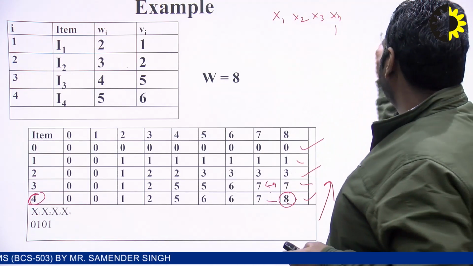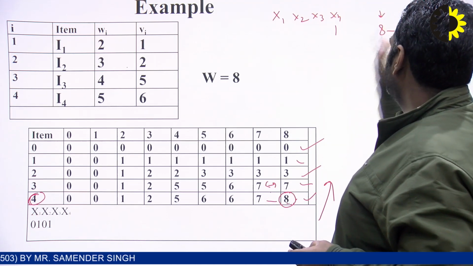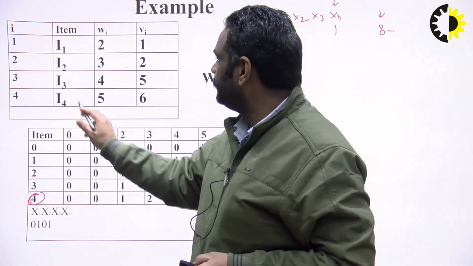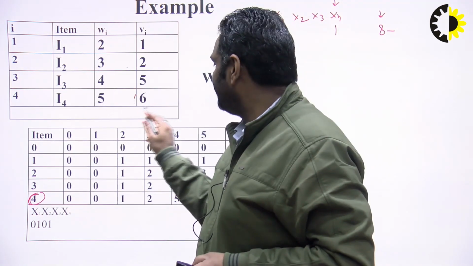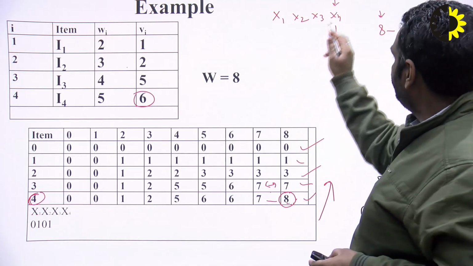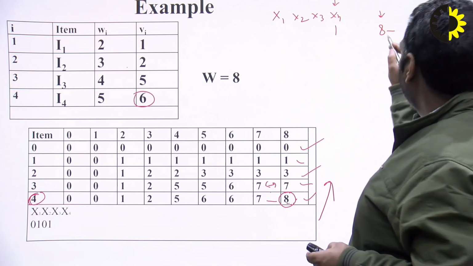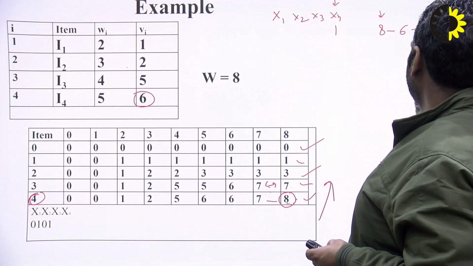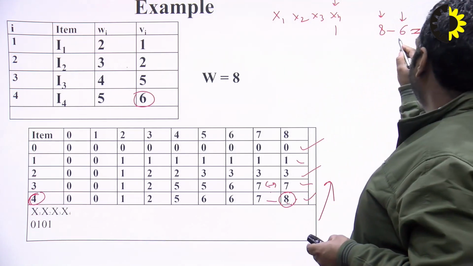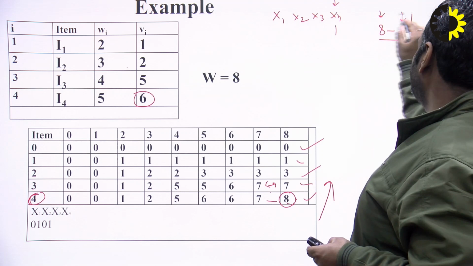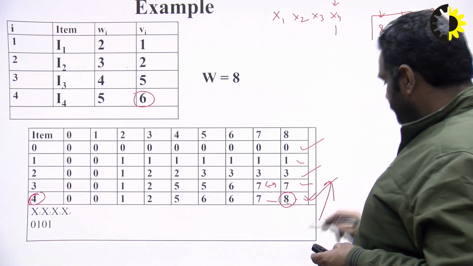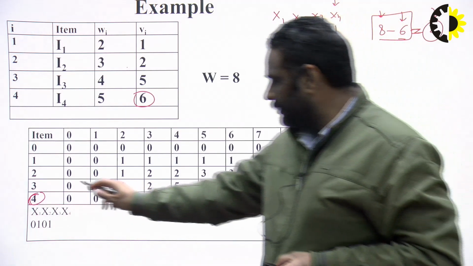After including this, maximum profit is 8 and its particular profit is what? Its profit is 6. We are including this one. So now subtract the respective profit of this element. After deducting this profit, we are left with 2. This is included. Now see the third row.